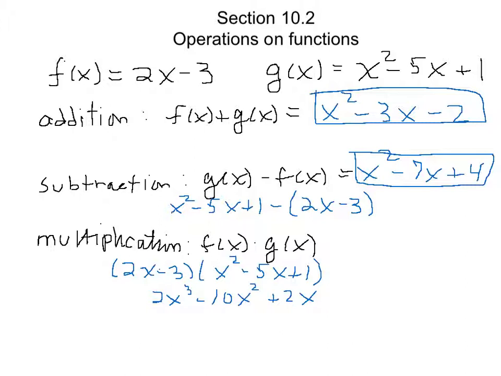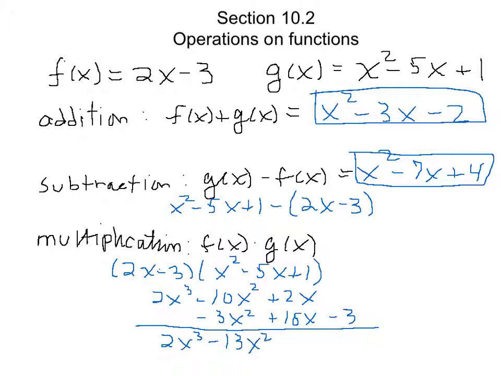So minus 3 times x squared is minus 3x squared. Minus 3 times minus 5x is plus 15x. And minus 3 times minus 1 is minus 3. And so my final result is going to be 2x cubed minus 13x squared plus 17x minus 3. And so, we have done that before, but there's our multiplication. So now let's look at division, which is always a little bit messier.